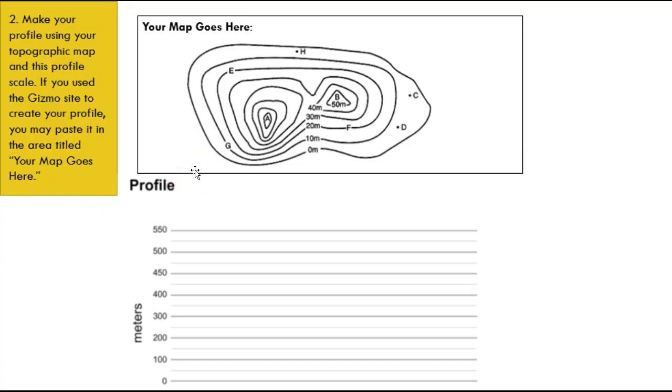When you're making the profile, you can put a white box over all of this right here. If it doesn't match your topographic map, that's okay. Just put a white box over it, insert a shape and put it there. And then you're set up to begin your profile. I'm going to have to do that.